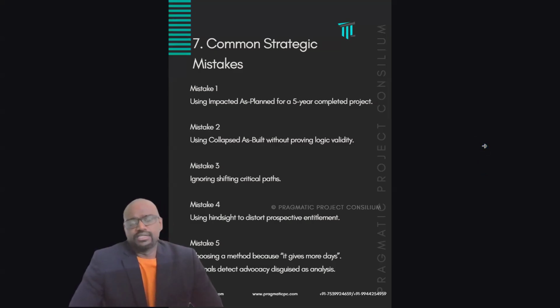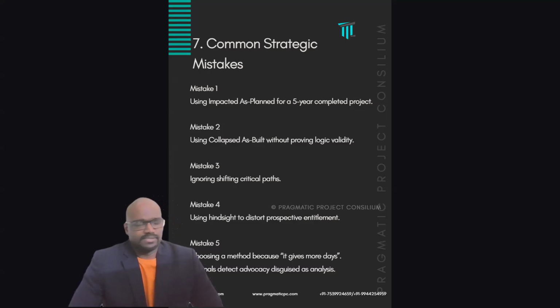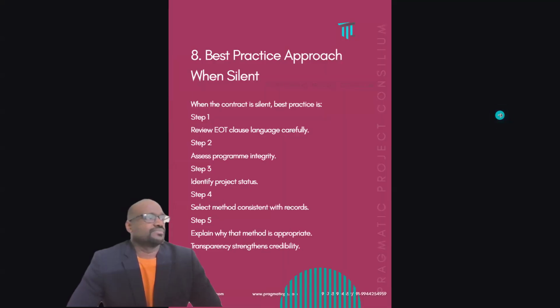Common mistakes made during the selection of methodologies. Mistake 1 is using IAP for a completed 5-year project, but it is being done even today in the industry. Mistake 2 is using a collapsed as-built without proving logic validity. Logic validity in the sense that when you go for an as-built, logic linking is very difficult. So that's why this program is usually mocked. Mistake 3 is ignoring the dynamic critical paths. Mistake 4, using insights to distort prospective entity. Mistake 5, choosing a method because it gives more delay days. Tribunals detect advocacy disguised as analysis.